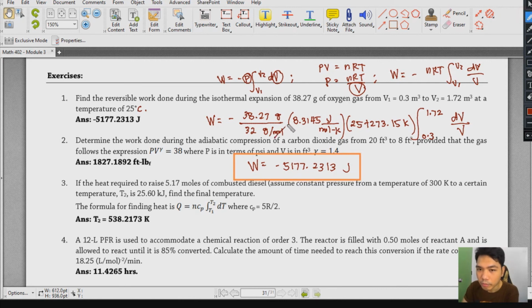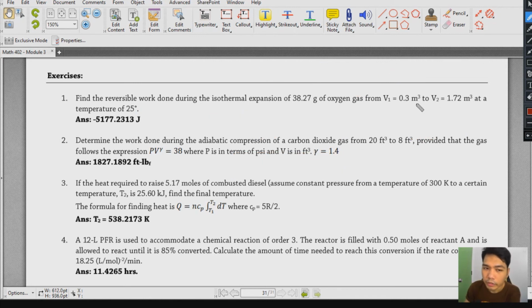So you can cancel out moles, grams, Kelvin, and you'll be left with joules. And then dV over V has no unit. So that's it. The work is just negative 5177.2313, and that's it for the work for this first problem. So how about the second one?